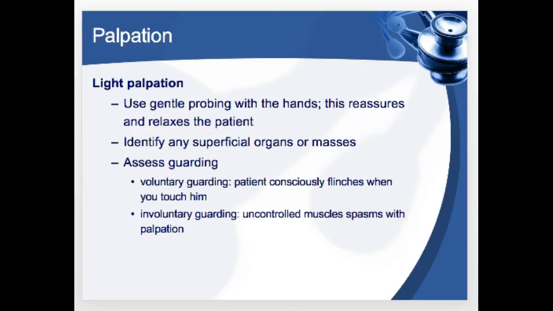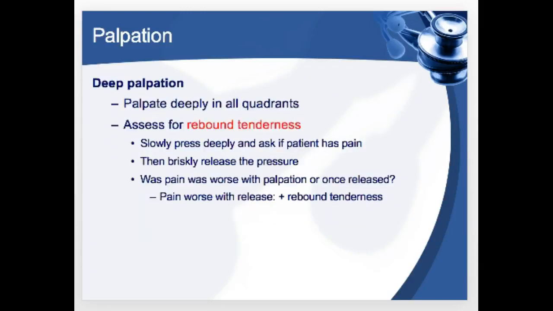Voluntary guarding is when the patient is consciously flinching when you touch him or her. Involuntary guarding is going to be those uncontrolled muscle spasms with palpation. So if you're assessing the abdominal wall and you feel muscle spasms, then that's going to be the involuntary guarding, which is not a great sign. Usually it can indicate peritonitis or some sort of inflammatory process.